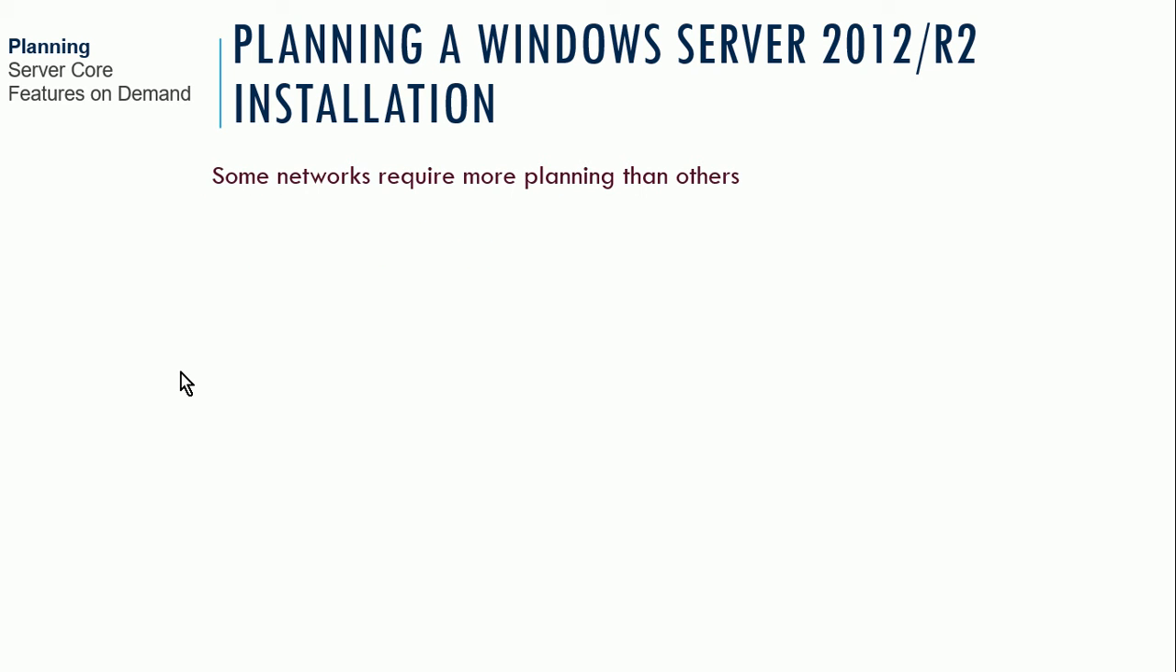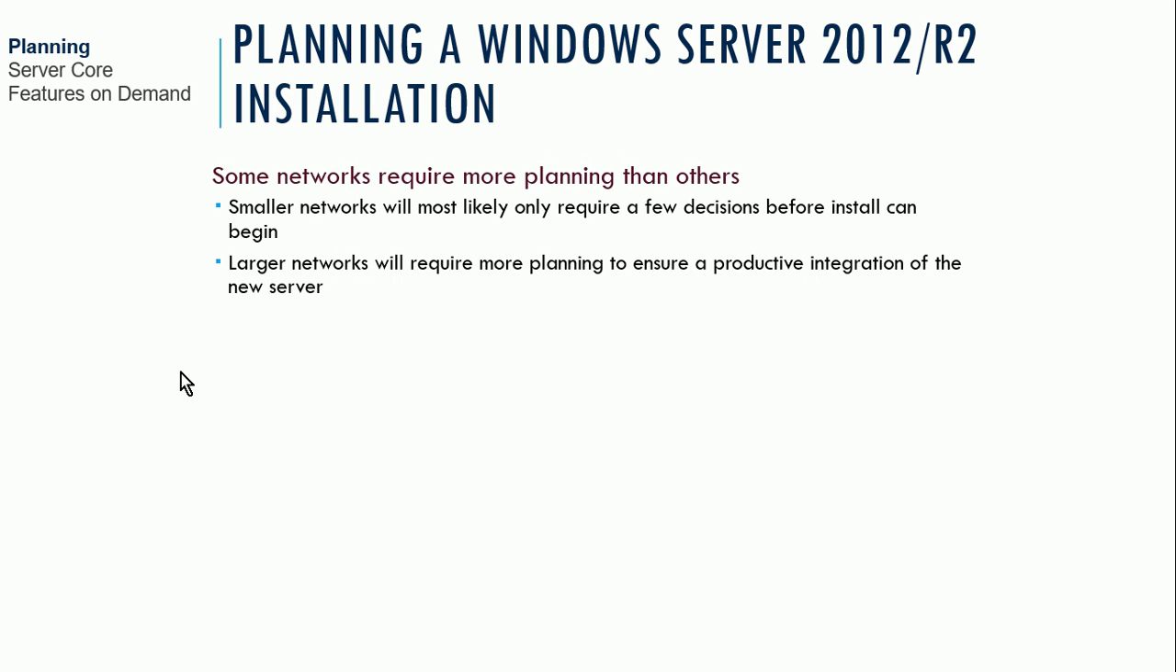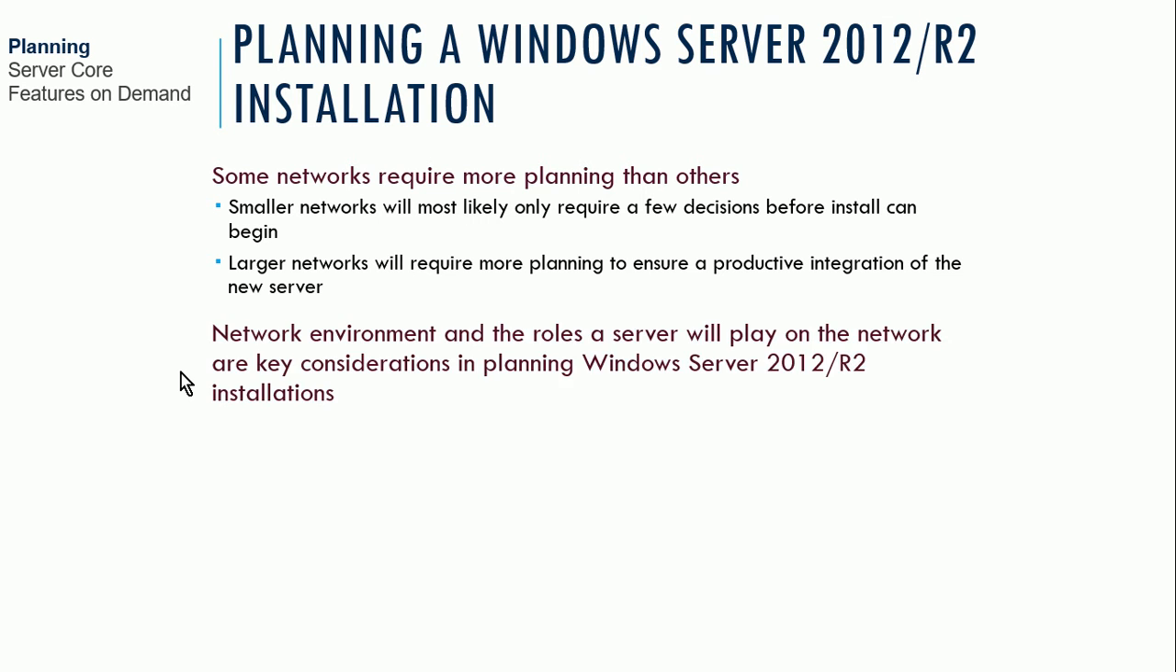So as far as planning a server installation, some networks are going to require more planning than others. Obviously, smaller networks require very few decisions before you can do the installation. But for larger installations, larger networks, you'll need to make sure that whatever you're doing for the installation of that server is going to work with the wider network. So it is a little bit more work when you're doing a server installation on a larger network because you have to know the environment and you have to know exactly how it's going to fit in with that environment and all the different options that are required.